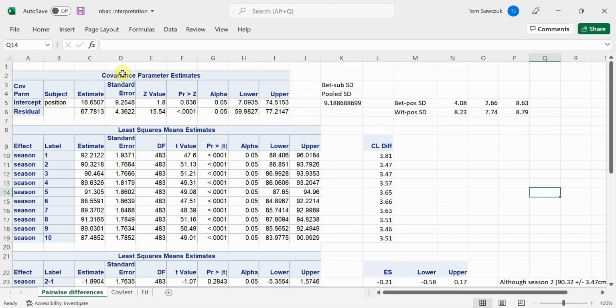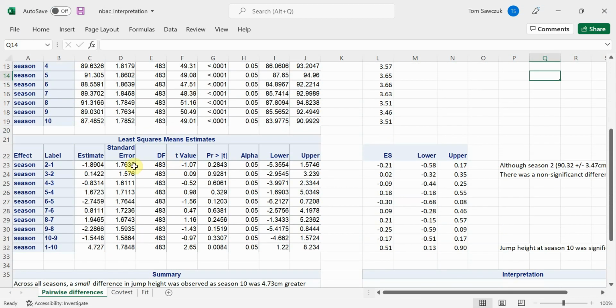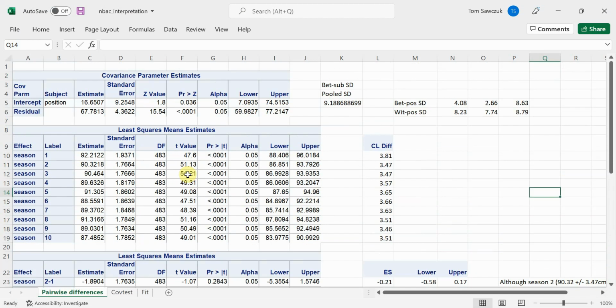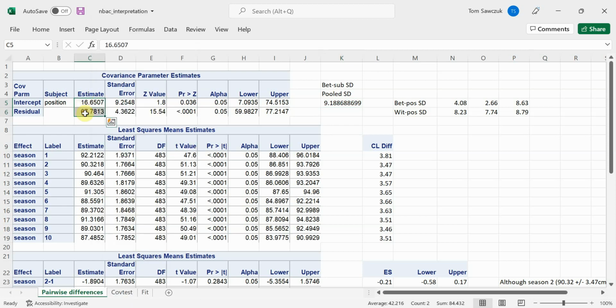You can see I've taken the covariance parameters, the least square means estimates for each season, and the least square mean estimates for the differences. And I've done that so that we can do some extra work with it. For example, we might want to get the pooled standard deviation so that we can work out Cohen's d effect sizes. And in order to do that, all we do is add these two numbers together and square root it.